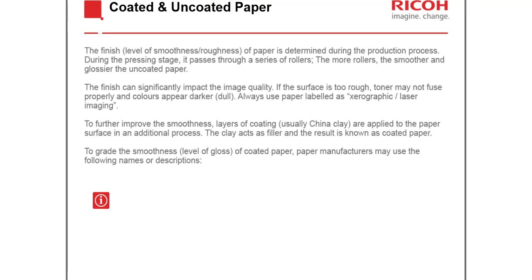To further improve the smoothness, layers of coating, usually china clay, are applied to the paper surface in an additional process. The clay acts as filler and the result is known as coated paper.